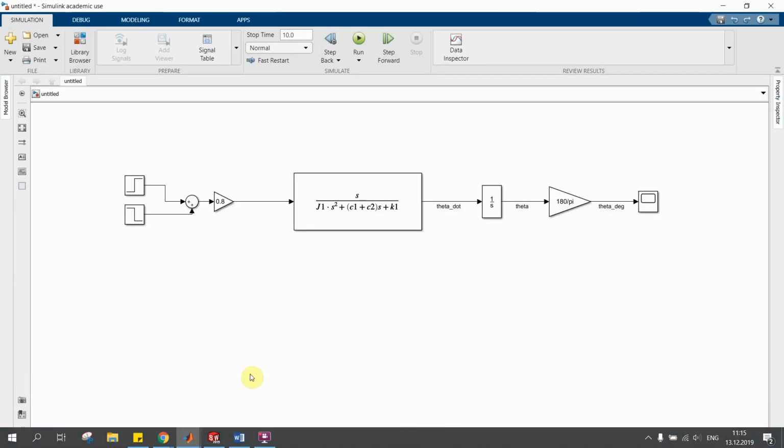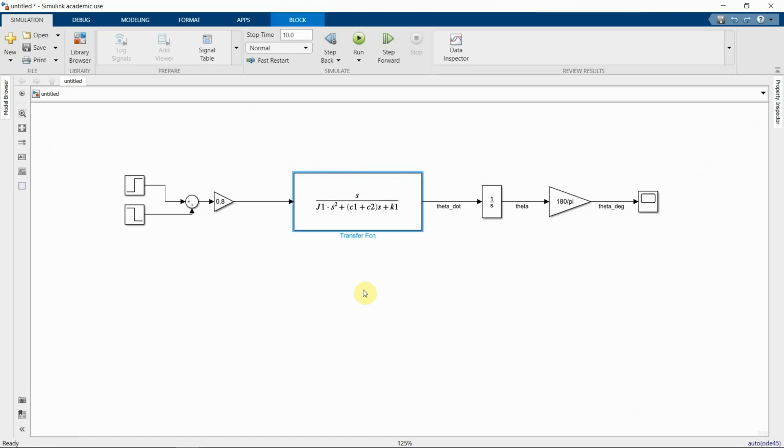From MATLAB we are opening Simulink, and here on the biggest square you can see the transfer function derived from the equations I showed you before, and this is the main component of our simulation because it shows how the system behaves.